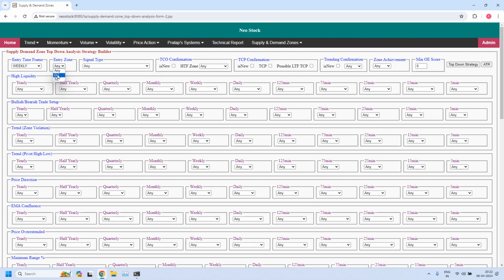So now I am selecting entry time frame as demand zone, because we are going to identify weekly EMA Confluence demand zones. So here we have EMA Confluence in this parameter. Now we are selecting weekly time frame. In the weekly time frame, I am selecting demand zones having a weekly EMA Confluence. This is the one, DZ WEMAC, that means weekly EMAC.